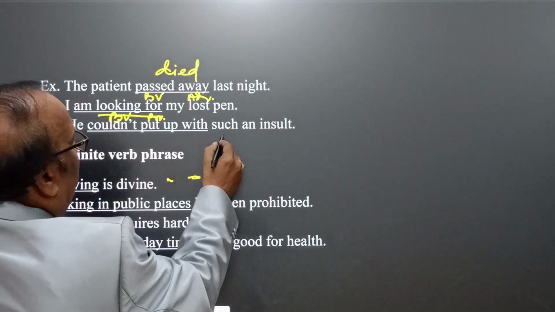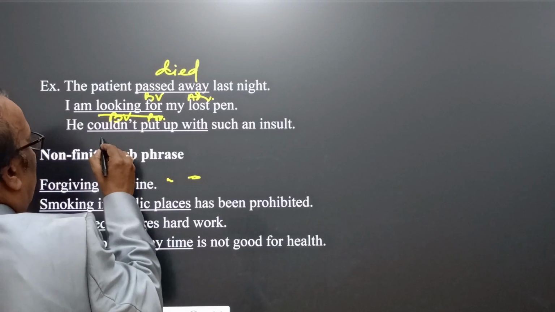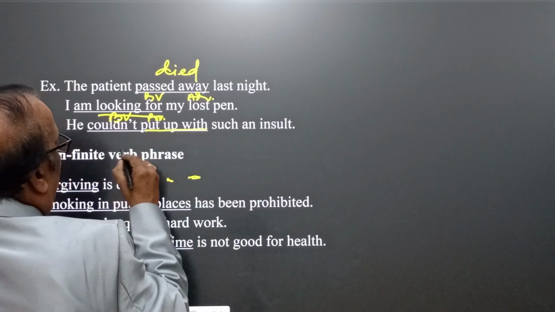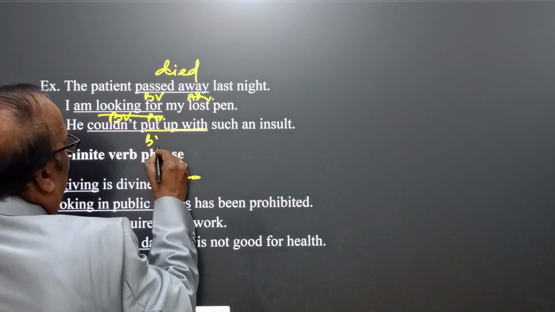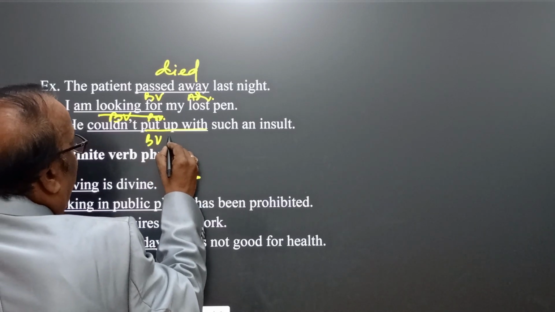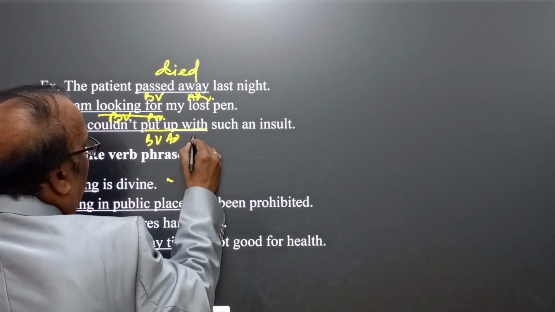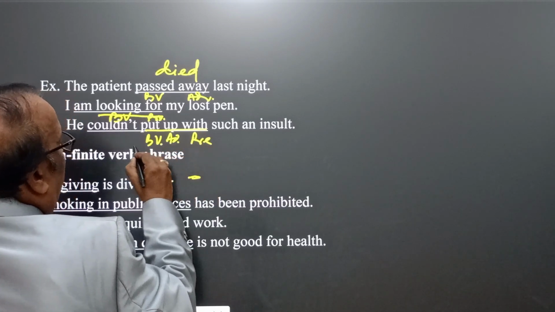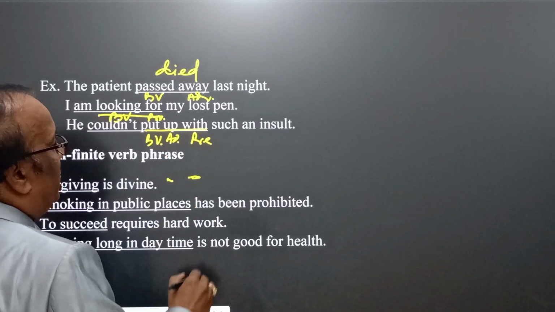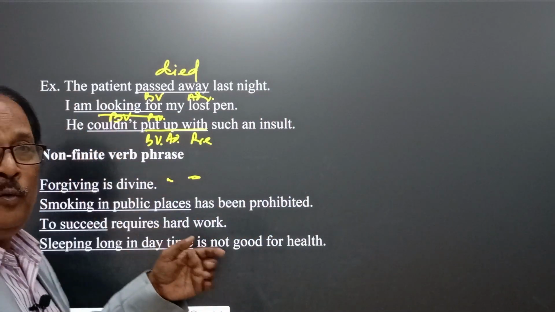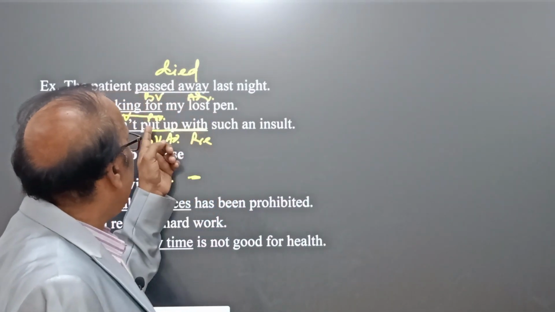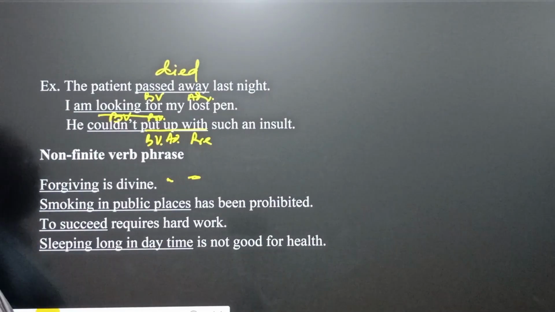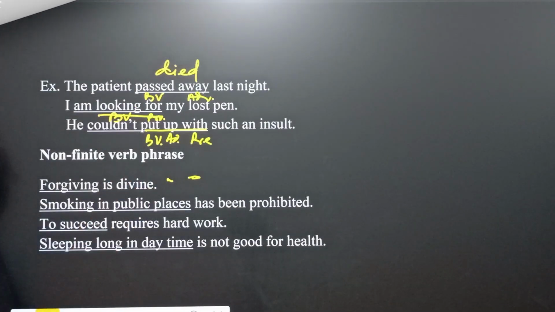He couldn't put up with such an insult. Couldn't is the verb phrase. Put up with is the phrasal verb, and put is the base verb, up is the adverb, and with is the preposition. And here we find the base verb with adverb and preposition, such as insult. Yes, he couldn't, here we can take couldn't as a verb phrase. But here we find the phrasal prepositional verb is put up with. He couldn't put up with such an insult.